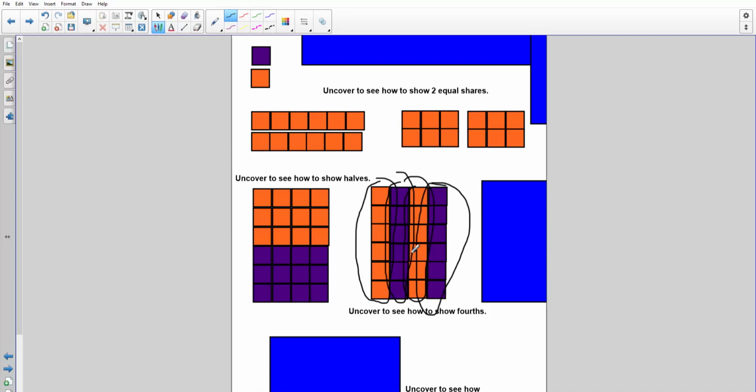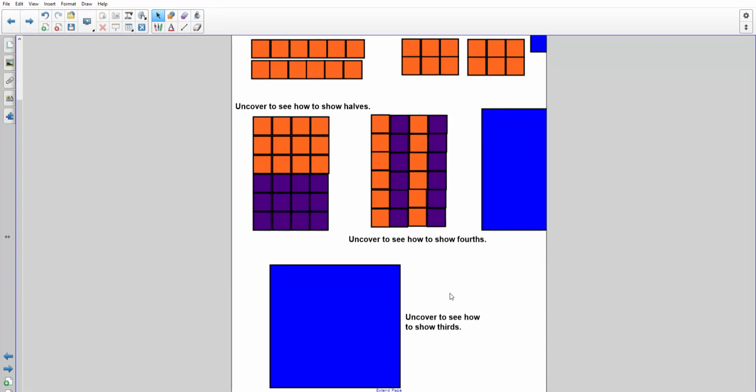They are not together. Over here, all the orange were in one part, and all the purple were in a part. Here we have 1 part orange, a 2nd part purple, a 3rd part orange, and a 4th part purple. They're all equal in their shares as well. How do I know? Well, because each one has exactly 1 column of 1, 2, 3, 4, 5, 6. 6, 6, 6, and 6. This is what we call fourths.